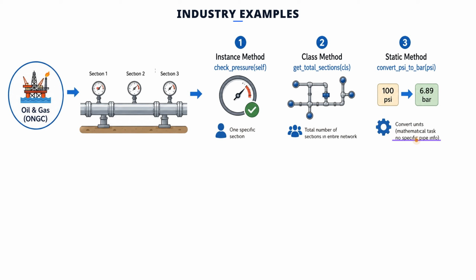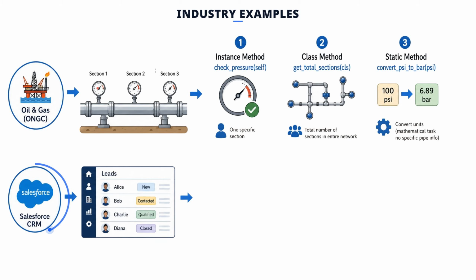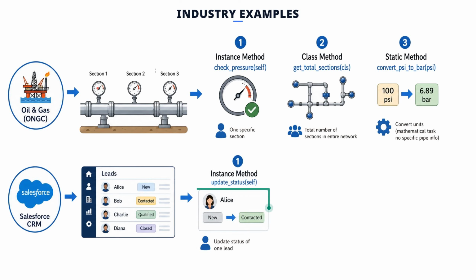This same exact architecture applies to software too. Salesforce CRM utilizes this structure to keep millions of lines of code organized and maintainable. When you need to interact with just one customer, they use instance methods to update the status of a single lead, like updating LSS record to contacted.